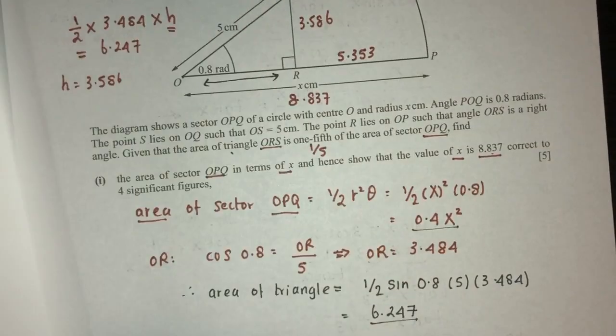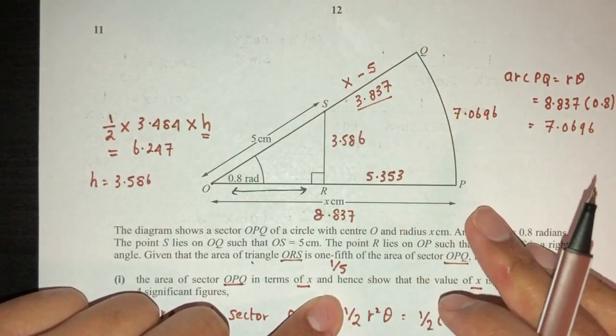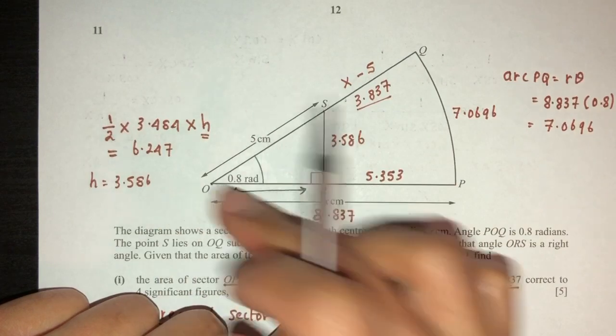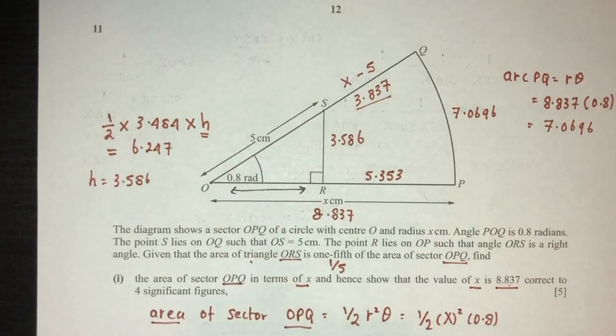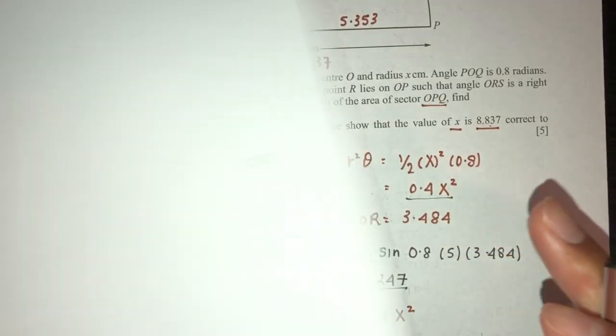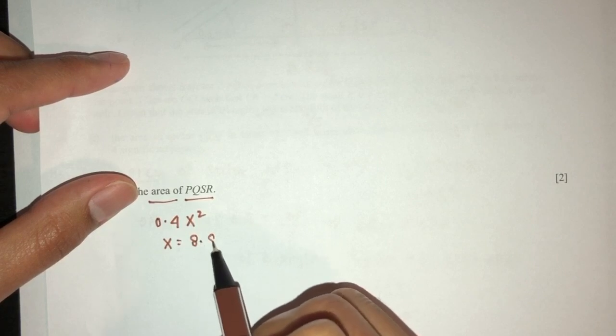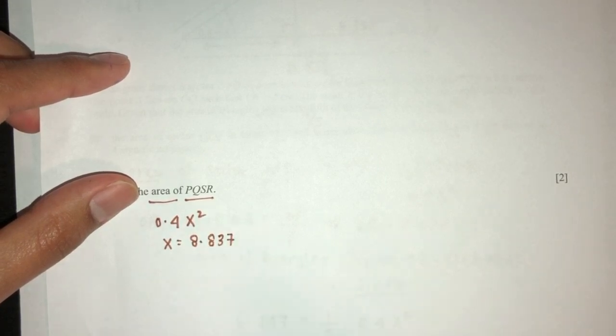Now for part 3, find the area of PQSR, sorry. So how would you find the area of PQSR? We first have to find the area of sector and then minus the area of triangle. Pretty easy. So we know that area of sector is given to you by 0.4 x squared from part 1, as you can see here. So we know that the value of x is given by 8.837. So what is area of sector?